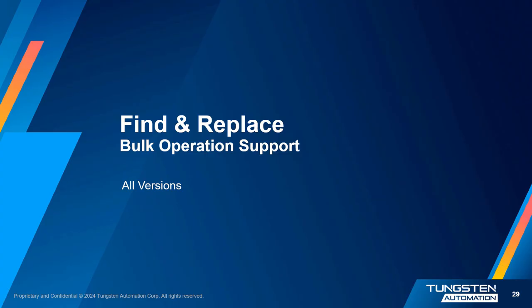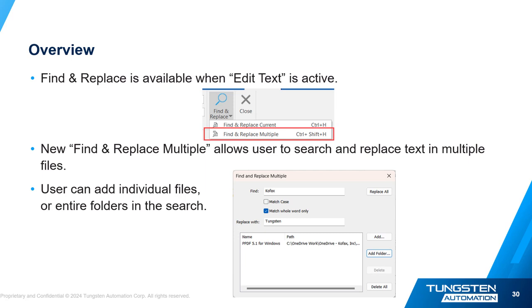The next enhancement, Find and Replace, now supports bulk operations. This feature has been added to all versions of Power PDF, including Standard, Advanced, and Business. Previously, this feature could only be run on open files, so files open in Power PDF. Now, Find and Replace can be run on multiple PDF files without opening them one by one.